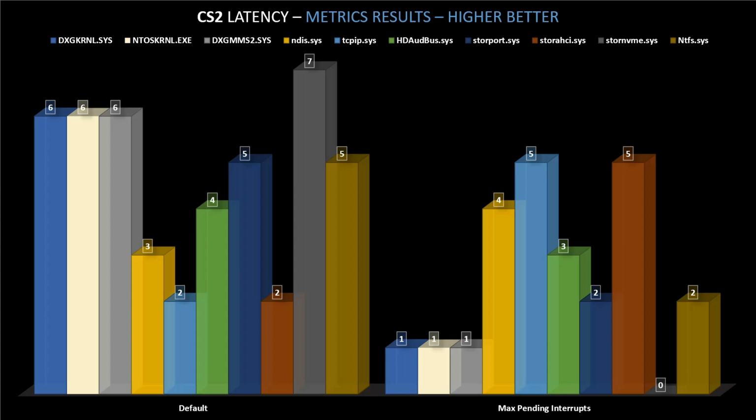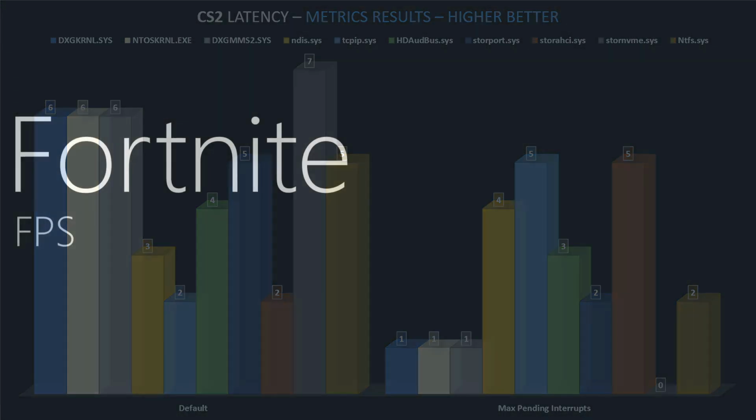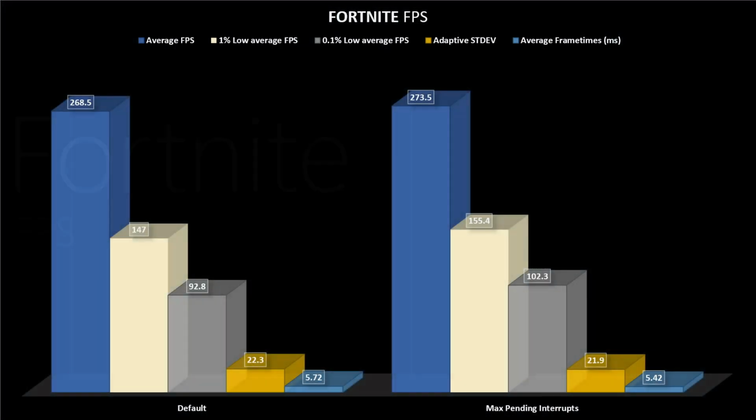So on this picture for CS2 we see a balance at some point, but for instance we see the store NVMe that all metrics are better by default, zero metrics on max pending interrupts. So on CS2 things are more balanced in my opinion, but for me guys the most important of this video is the FPS part, and you will see right now why.